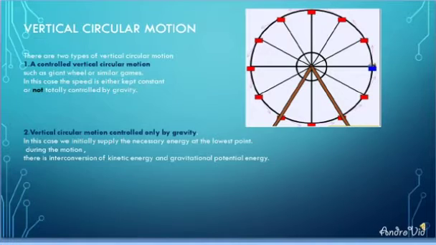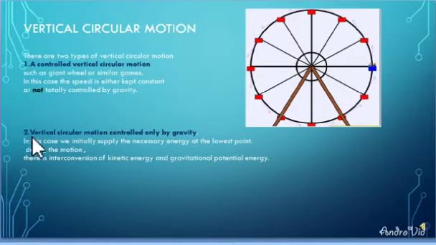First, there are two types of vertical circular motion. The first one is controlled vertical circular motion. Now see here, this figure shows a giant wheel. In a giant wheel, the speed is kept constant. So this giant wheel is an example of controlled vertical circular motion. In this case, the speed is either kept constant or not totally controlled by gravity.